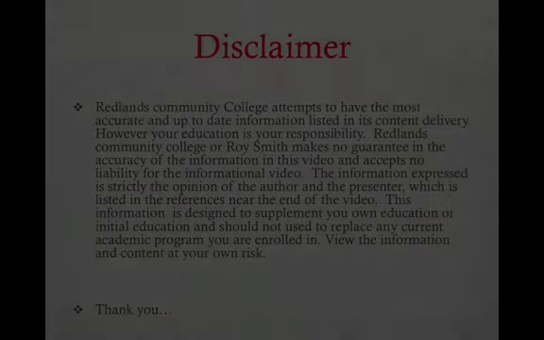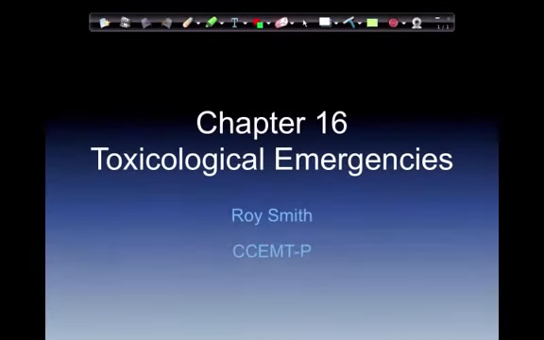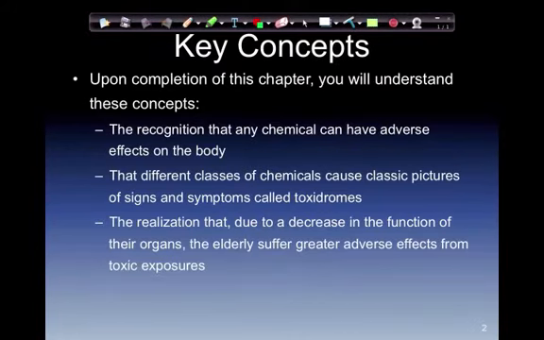Thank you. This is going to be Chapter 16, Toxicological Emergencies. Key concepts. When completing this chapter, you'll understand the recognition that a chemical can have adverse effects on the body, the different classes of chemicals cause classic pictures of signs and symptoms called toxidromes, the realization that due to a decrease in the function of their organs, the elderly suffer great adverse effects from toxic exposures.